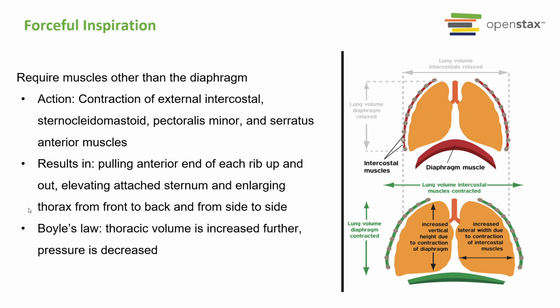In each of these cases, these muscles help to expand the rib cage and help to elevate the sternum and enlarge the thorax, once again, allowing for the thoracic cavity volume to expand. And as a result, you have a further decline in pressure, and that is going to further encourage air to come into the lungs.